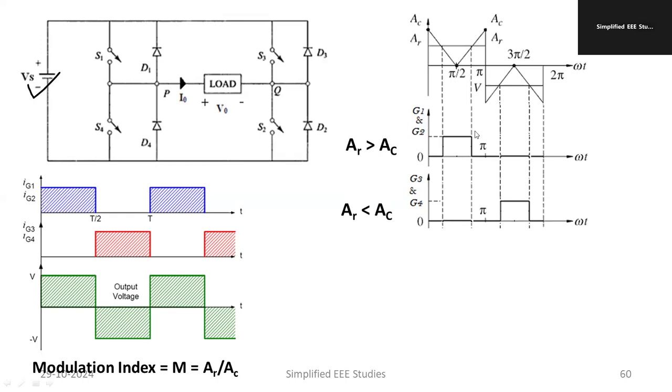Here, one more condition. In the first case, whenever S1 and S2 are turned on, AR is greater than AC, and we get the positive pulse. When AR is less than AC, we also get this specific pulse. So when AR is greater than AC, this will be used to turn on the switches S1 and S2 simultaneously. When AR is less than AC, that will help us turn on S3 and S4 simultaneously, right?